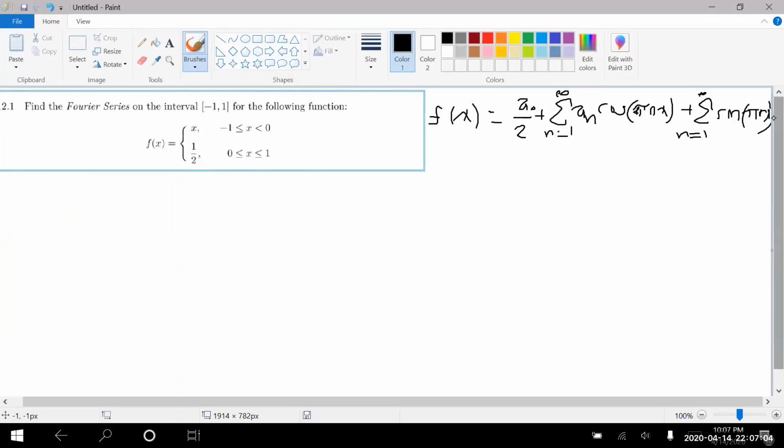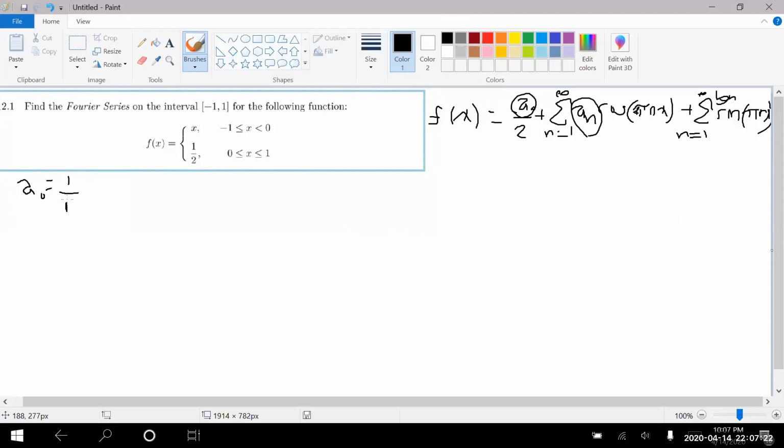And for these coefficients here, we also have formulas to solve for them. In fact, I forgot the one that goes there. It's b sub n. Okay, so let's start with finding our a naught. This one's the easiest.